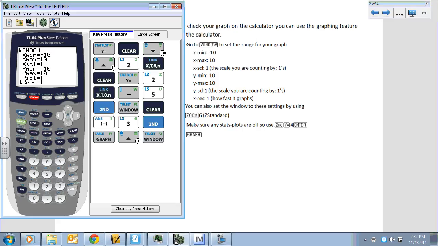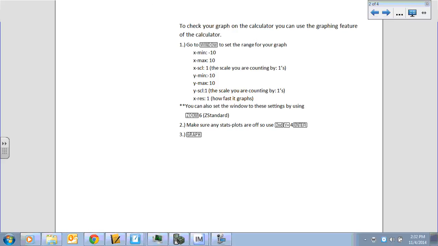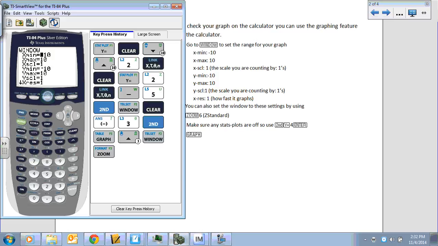X res is how fast it graphs, and honestly, there's a minimum and maximum there, guys, and I don't know what those are. You really don't need to play around with it. 1 is a nice setting to have it at. You can also, and here's a nice thing to have, and there's 3-hole punch, so these can go in your notes. If you do Zoom 6, ladies and gentlemen, and Chapin, I see your hand up, we'll call you in just a minute. If you hit Zoom and then 6, Z standard, it'll automatically set those to your window.